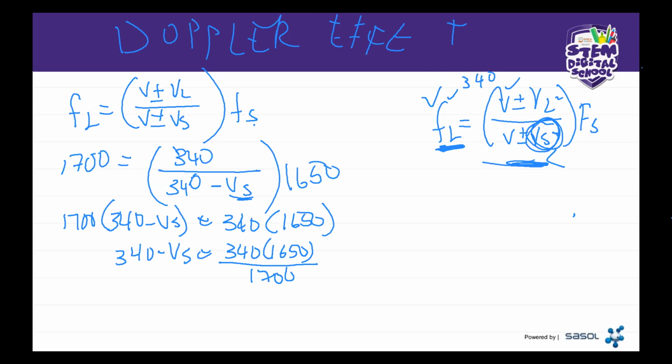And then here it's going to be minus Vs is equal to 340 times 1,650 divided by 1,700 minus 340. So it's going to be minus Vs is equal to minus 10, and Vs is going to be equal to 10 meters per second. Okay. And that is our answer right there.